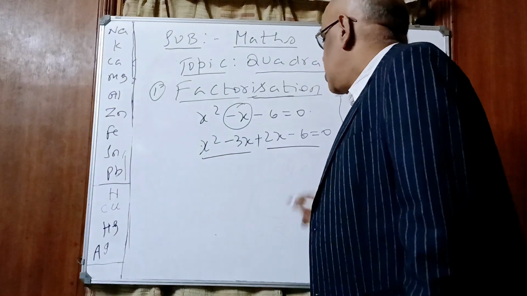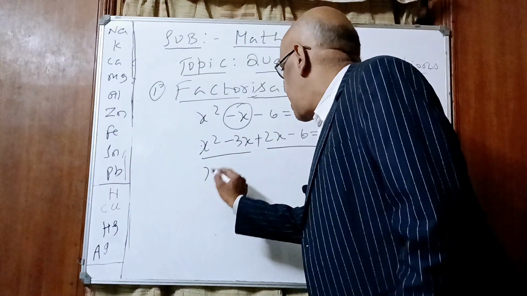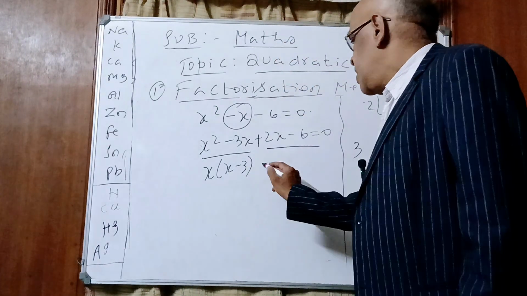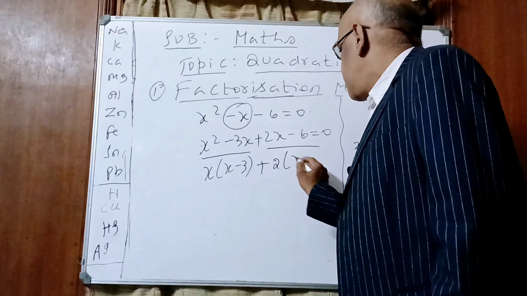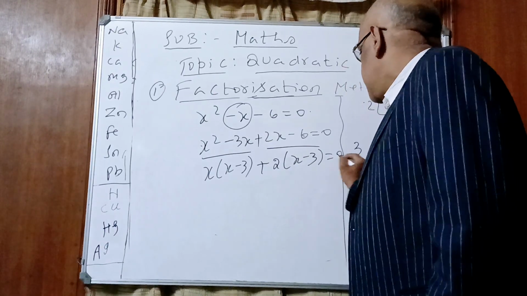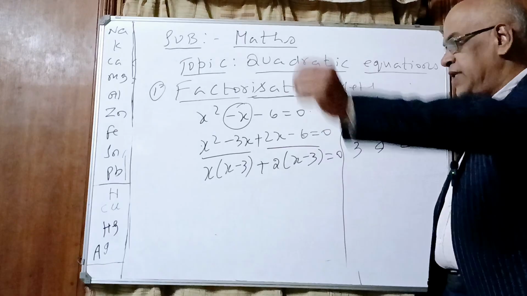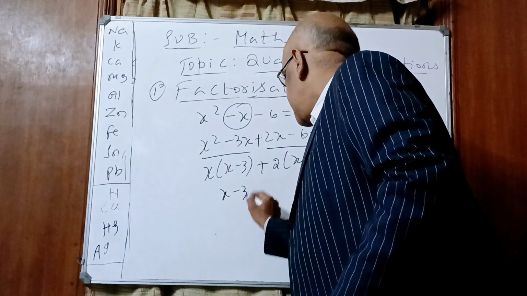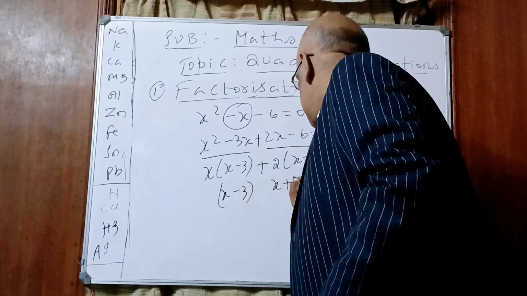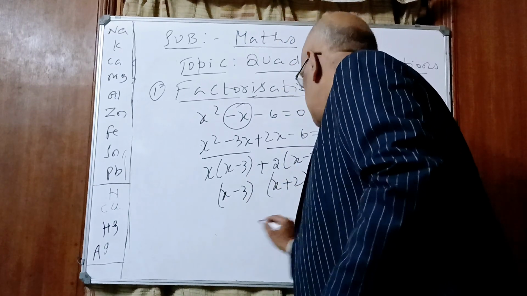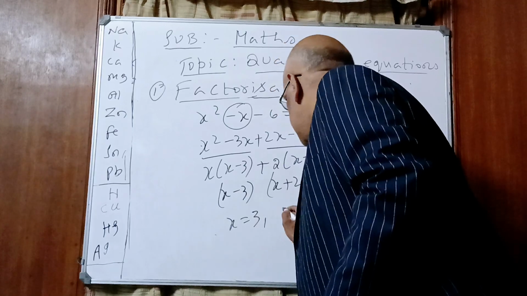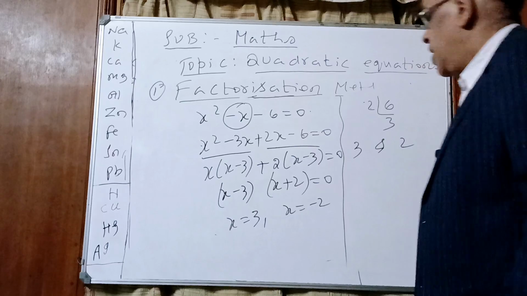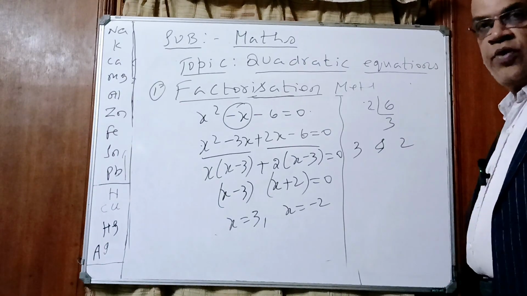Now come here. Now these are the two pairs. What is common? x. x into x minus 3. Yes or no, children? Then plus 2 into x minus 3. Yes. Then what are the two factors? x minus 3 into x plus 2. What are the two zeros, children? x is equal to 3, x is equal to minus 2. This is alpha, this is beta, two zeros. Yes or no? Yes.